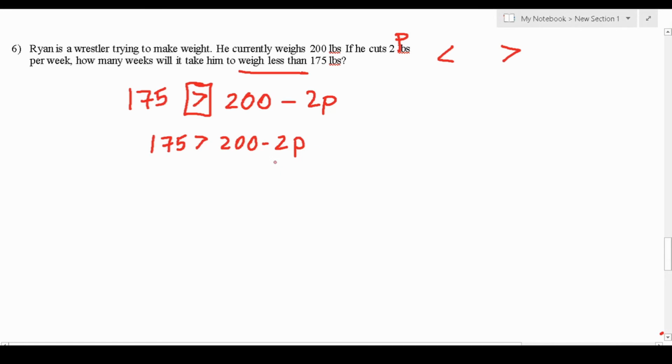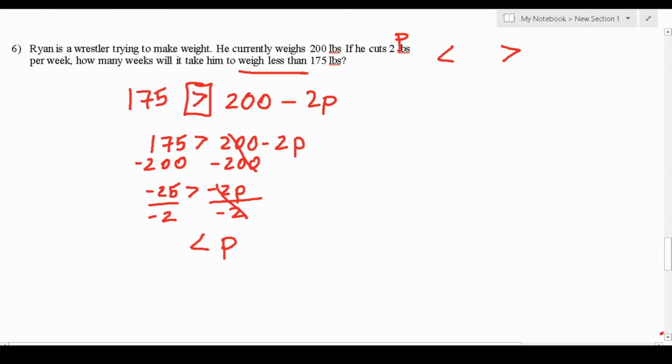Okay, again, we're solving for p in this case. So the first thing we're going to do is subtract 200 from both sides. That crosses out, which leaves us with 175 minus 200, which is negative 25. Again, this is greater than negative 2p. Again, we're trying to get 2p by itself, or p by itself. So we're going to divide both sides by negative 2. And since we divide across the inequality by a negative, that's going to prompt us to change its direction. This, of course, crosses out, leaving us with just p.